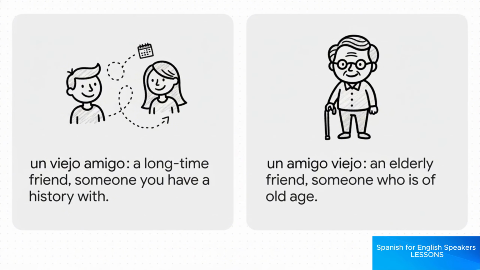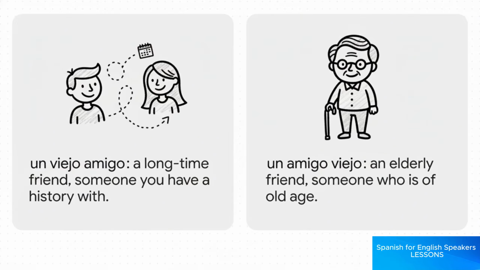Okay, so here it is. This is our mystery in action. On one hand, you have un viejo amigo. That means a longtime friend, someone you go way back with, you share history. But then, if you just swap those words to un amigo viejo, now you're talking about an elderly friend. Same words, but a universe of difference.